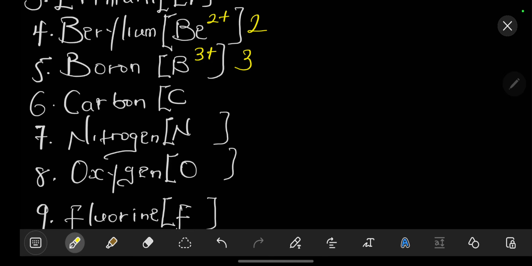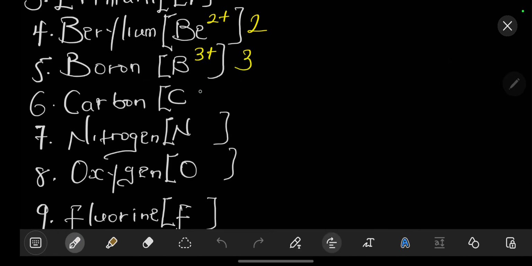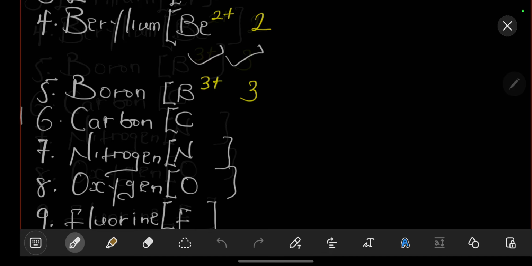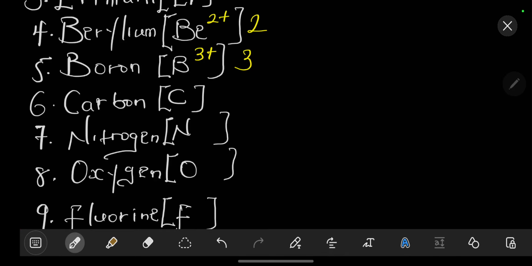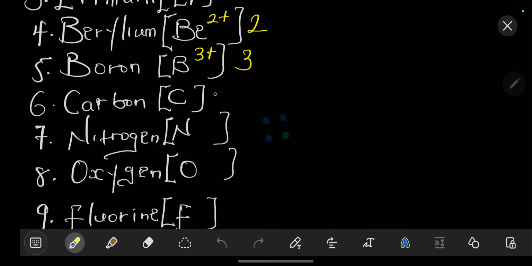But here's the thing. Though it belongs to group 4, so we're supposed to say carbon has a plus 4 charge, isn't it? But carbon is considered unreactive. And since it is unreactive, it will possess no charge. So that's 0 for carbon. Though it belongs to group 4, it possesses no charge.